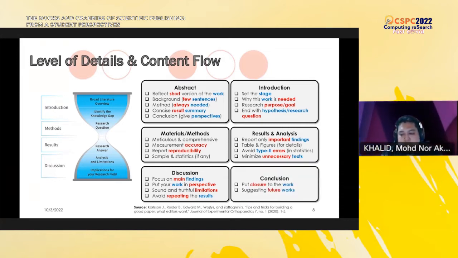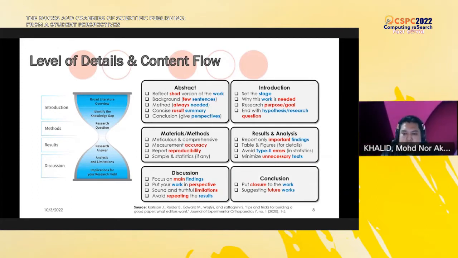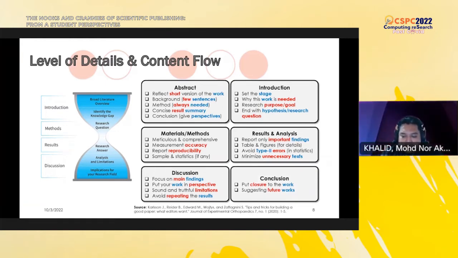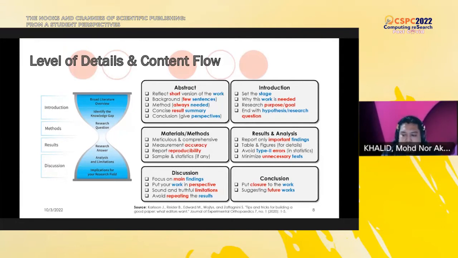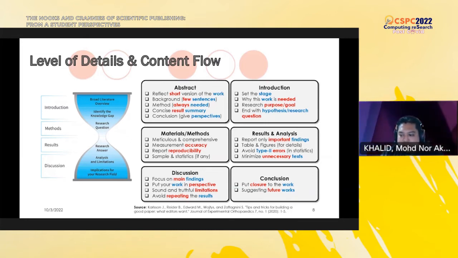And finally, your conclusion, try not to repeat your result. Usually in the conclusion, you try to put closure to your work. Basically, you put a summary of what you have done, and then from there, what the future work is, and sometimes limitation can be put here as well. Let's say you use deep learning, for example, then one of the limitations of deep learning is that you require very high computing power. That's, for example, a limitation.